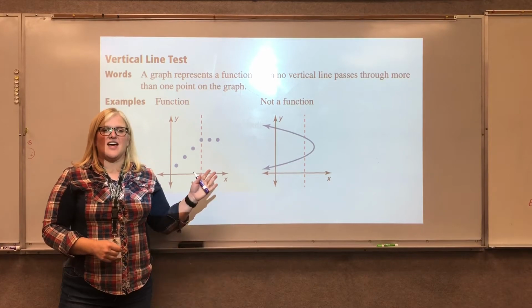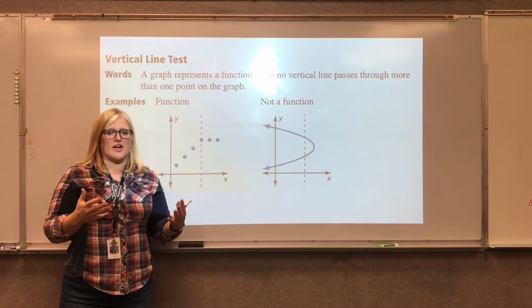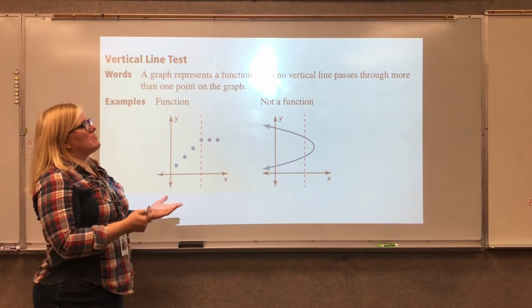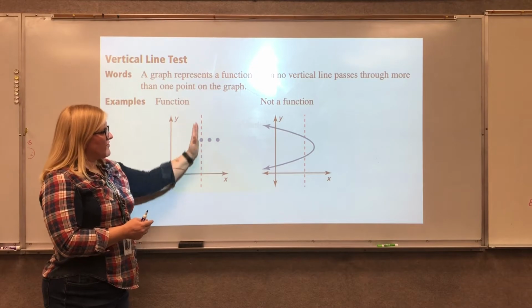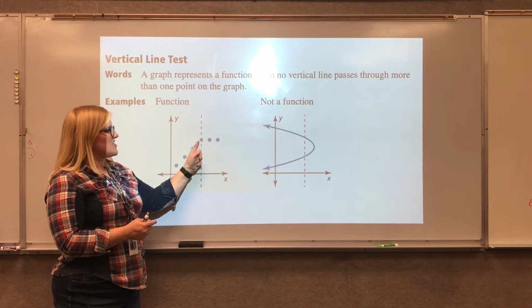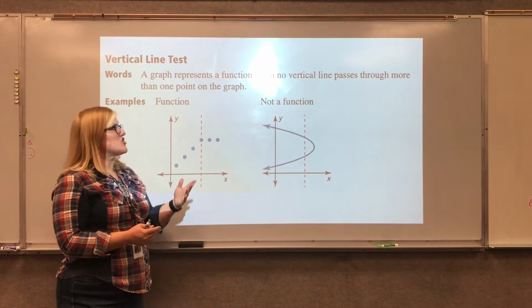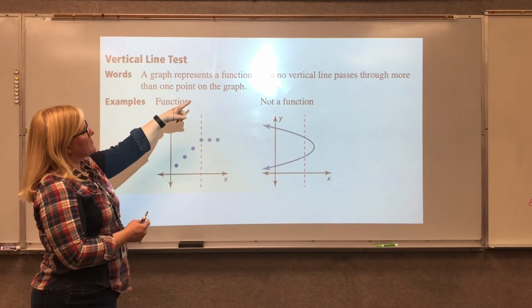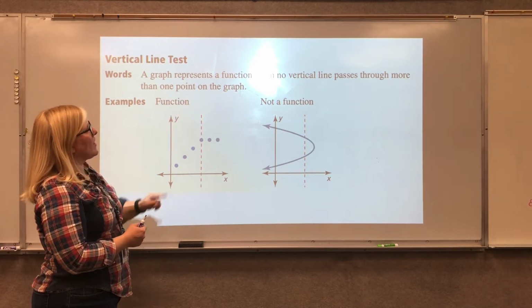The vertical line test is something that you're going to hear about in the future also when we're talking about functions. All it basically says is that if you have a function, you put a vertical line through it, and if it only touches in one place at one time, then it is a function. So a graph represents a function when no vertical line passes through more than one point on the graph.